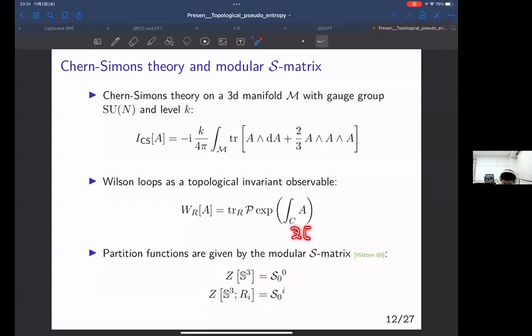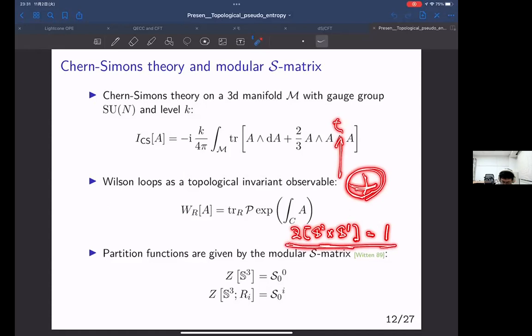Namely, you first consider the partition function on S2 times S1, and this must be one, because on S2 there is only one state. This is a Hamiltonian picture, and on S2 the dimension of the Hilbert space is one. So that's why the partition function on S2 times S1 should be one. This is a kind of normalization.